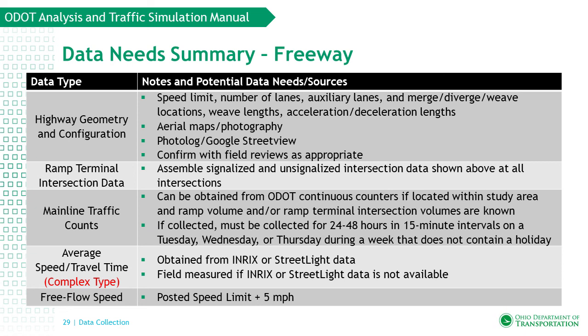Mainline traffic counts can be obtained from ODOT continuous counters. If required, counts must be collected for 24 to 48 hours in 15-minute intervals on a Tuesday, Wednesday, or Thursday during a week without a holiday. For complex type projects, average speeds and travel time should be obtained from NRICS or Streetlight. If not available through these data sources, they may be field measured. Free flow speeds are calculated by adding 5 miles per hour to the posted speed limit.